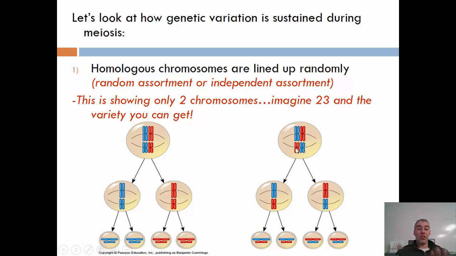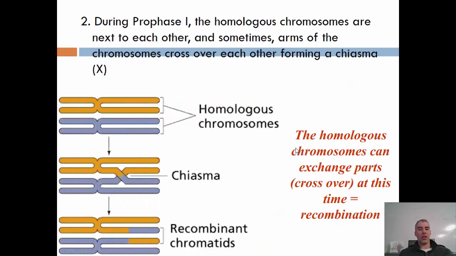Now, as I said, this is only two pairs of homologous chromosomes. Remember, imagine 23 different pairs. If you can do the math behind that, there's two different possibilities to the 23rd. There's over 8 million different genetic combinations just as a result of independent assortment, if we have 23 pairs of homologous chromosomes. So those are all the different combinations you can get.